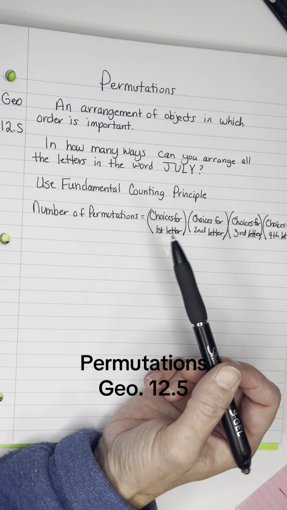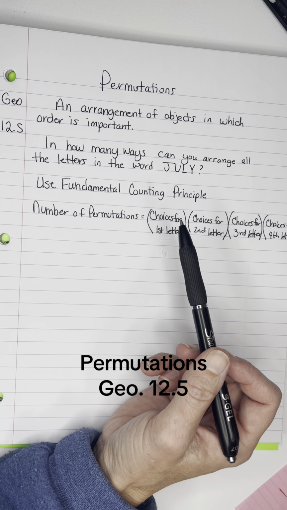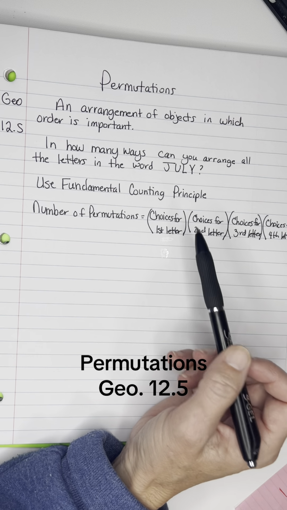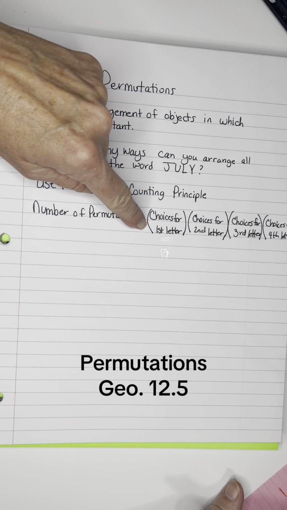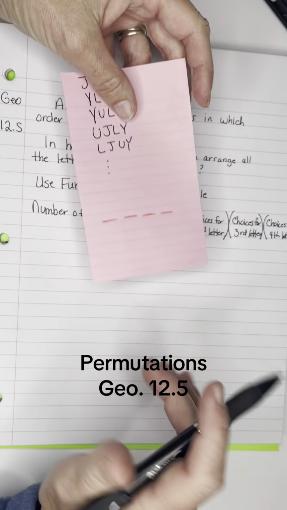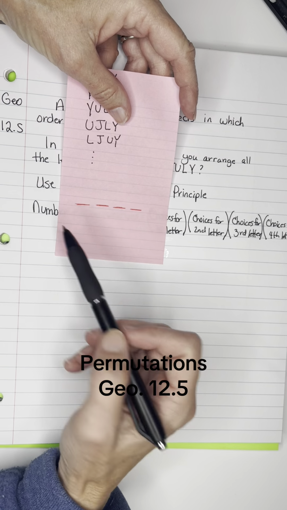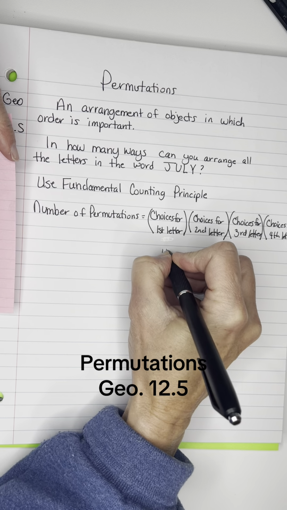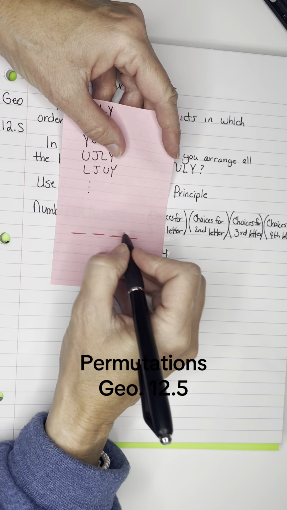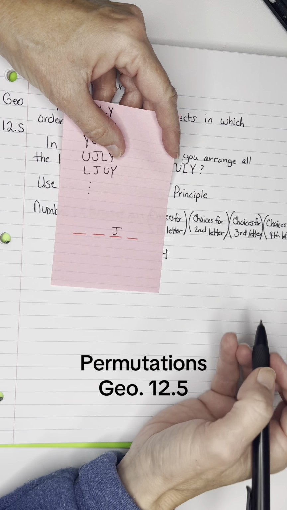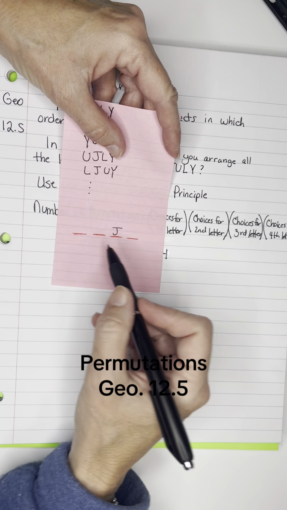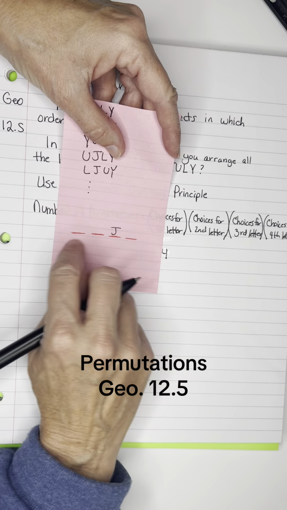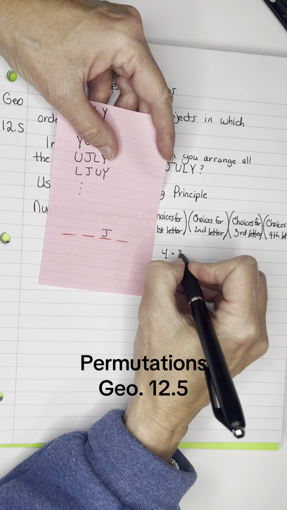But what you do is you're going to multiply the number of choices you have for each of those positions. For instance, how many places can I put the first letter, the J? Well, there are 4 places that I could put the J. But let's just say I put the J right here. Now, how many choices do I have for the second letter, U? Well, I could put the U anywhere, but there are only 3 choices that I have for that.